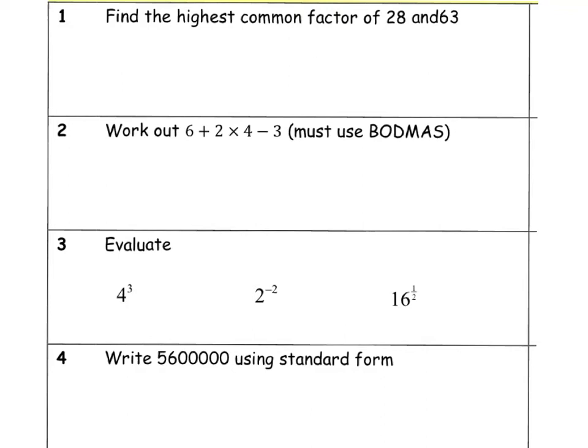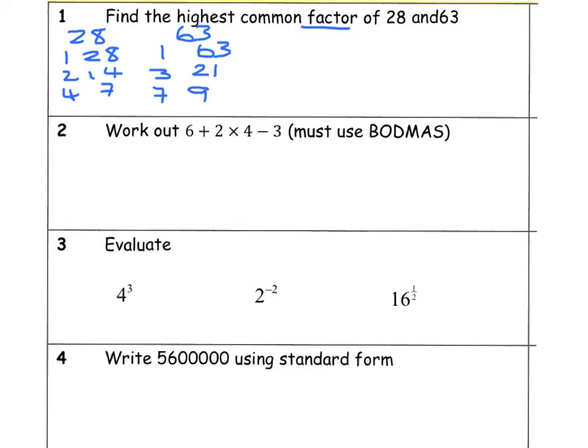Unit 2, Revision, Worksheet 1. Find the highest common factor. We need to write down the factors of both numbers. So 28, we'd have 1 and 28, 2 and 14, and 4 and 7. 63 has 1 and 63, 3 and 21, and 7 and 9.